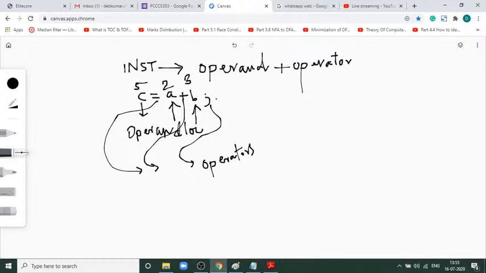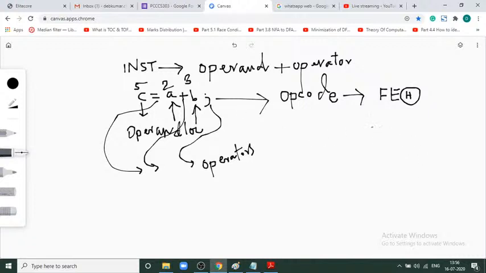To represent an instruction, we need an opcode. Opcode is normally represented as a hexadecimal number. For example, let us assume the opcode of C is equal to A plus B is FE. Hexadecimal numbers are represented by H.